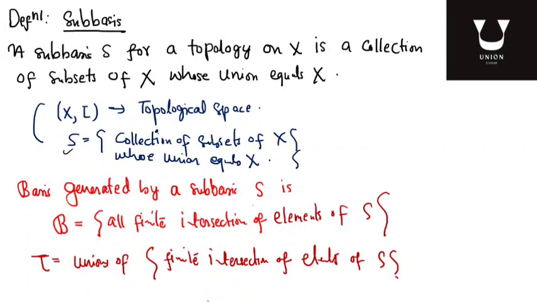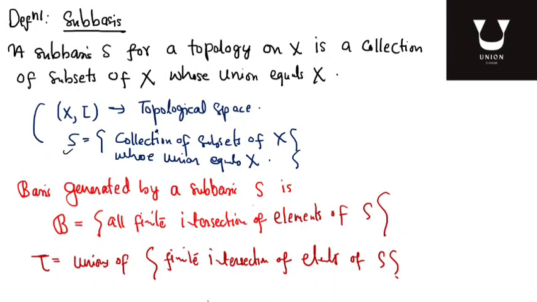So a subbasis S for a topology on X is a collection of subsets of X whose union equals X. And once you have a subbasis, it will generate a basis, and the basis contains elements that are all finite intersections of elements of S. Once you have a basis, it will generate some topology on X, and the topology generated by a basis, if I denote it by tau, will contain all possible unions of elements of B. But elements of B are all finite intersections of elements of S, so tau will contain unions of all finite intersections of elements of S. So this is the definition of a subbasis.